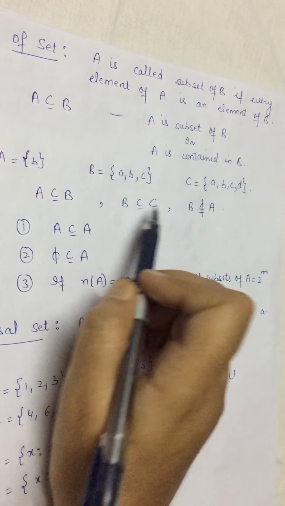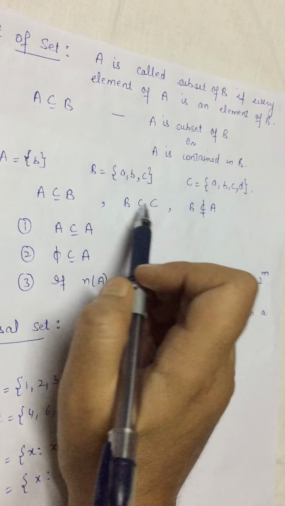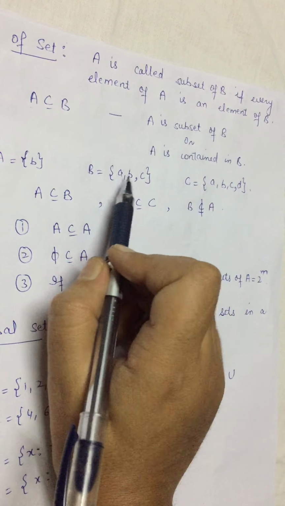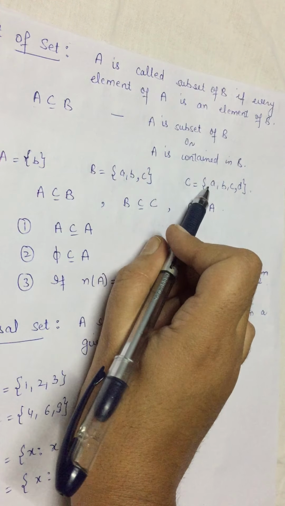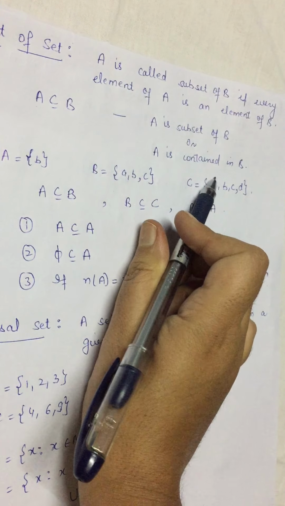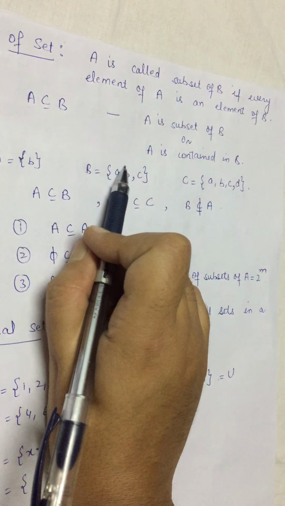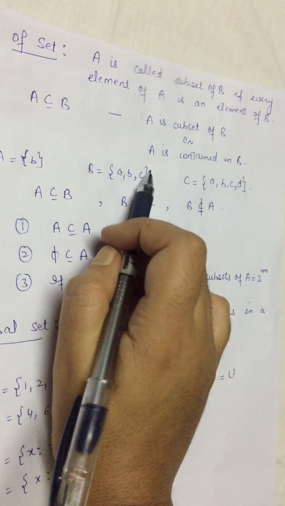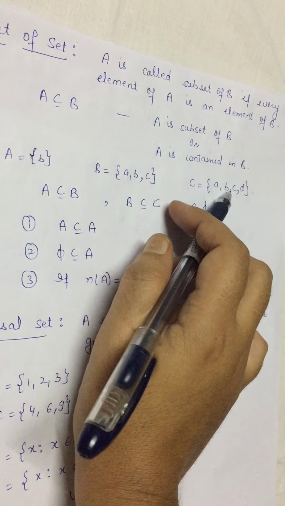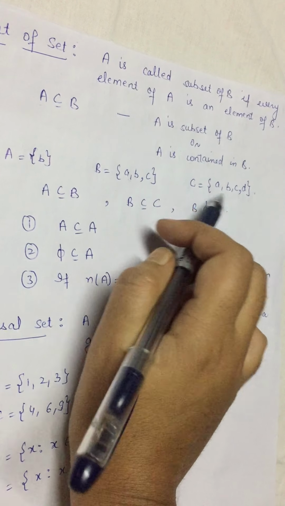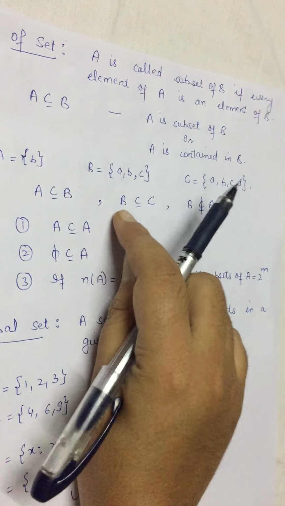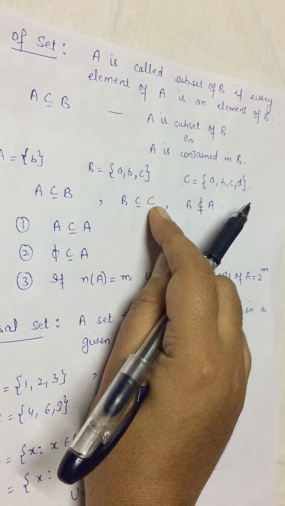Also I can write B is a subset of C. Why so? Because B contains a, and it should be contained in C. So C has a. The next element of B is b, which is present in B, and it should be contained in C. The next element is c, which should also be present in C. So all elements of B are present in C. So I can write B is a subset of C.